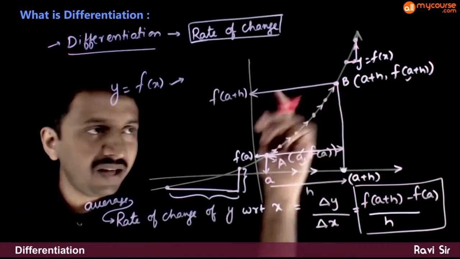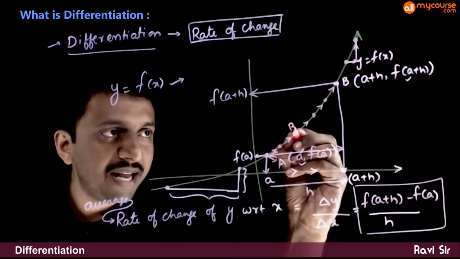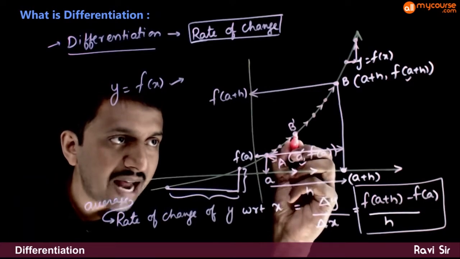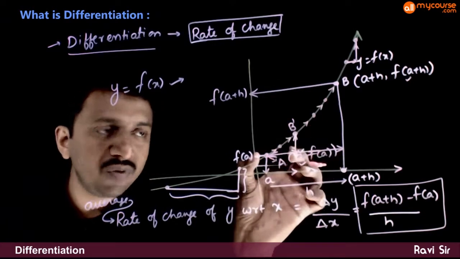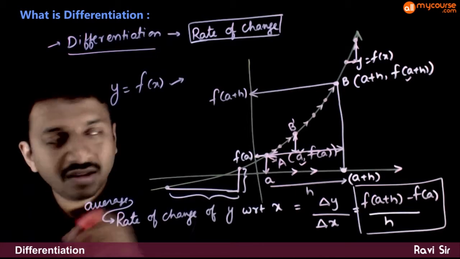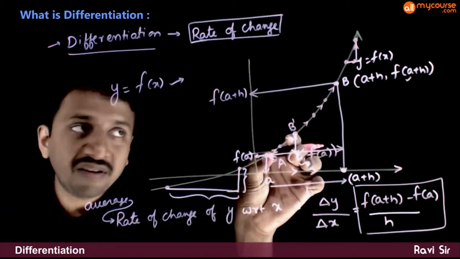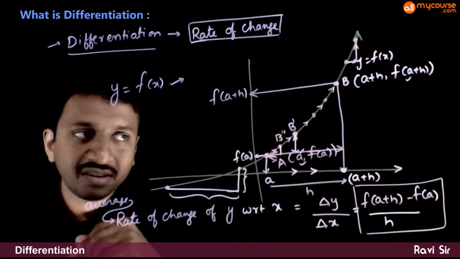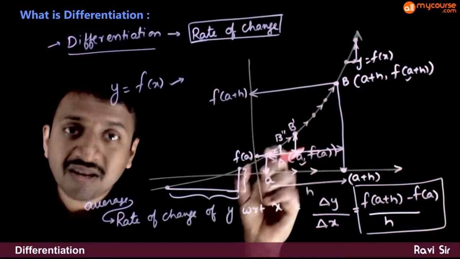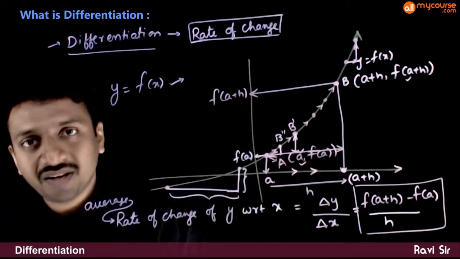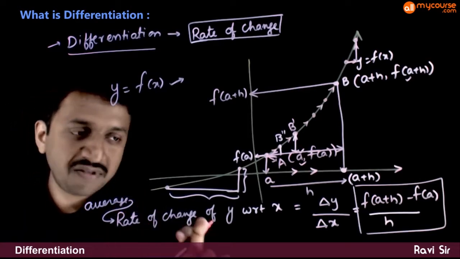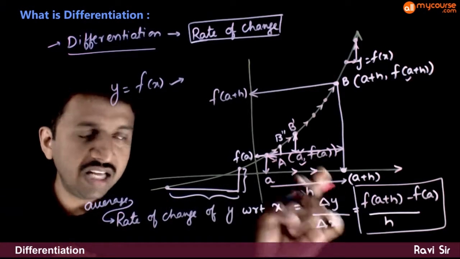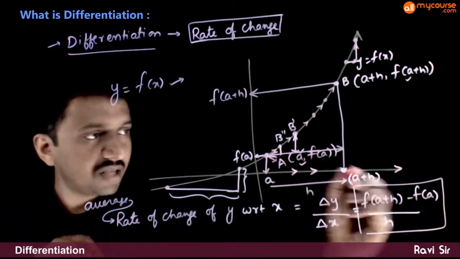Now instead of going to B, if I stop here, B dash, what is the rate of change between A and B dash? You have to calculate the corresponding change in y and the corresponding change in x. As you can see, this rate will be different from this rate. If you go still closer, B double dash, the rate of change between A and B double dash might be different from the rate of change between A and B. So the average rate of change of y with respect to x between any 2 points is nothing but change in y by change in x. I hope you understand this.